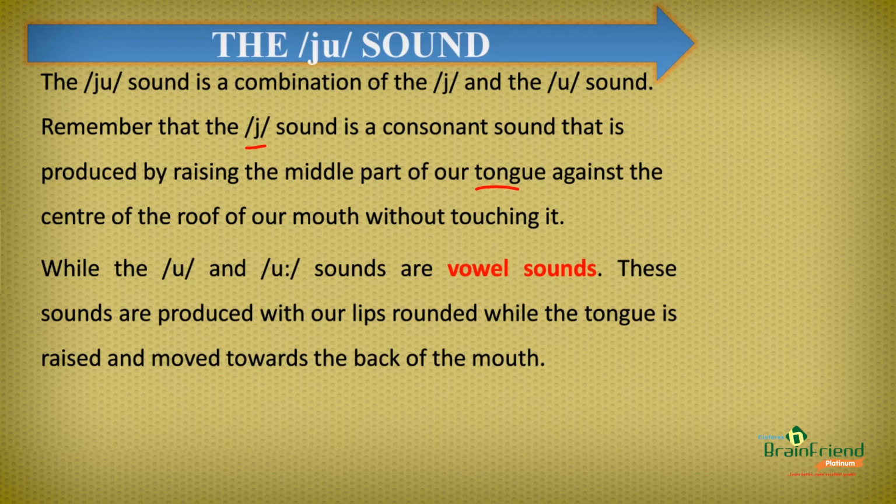Next, we have the u sound. Now, it can either be the short u or the long u sound. And these sounds are vowel sounds. Whether it is the long or the short sound, it is produced with our lips rounded while the tongue is raised and moved towards the back of the mouth.